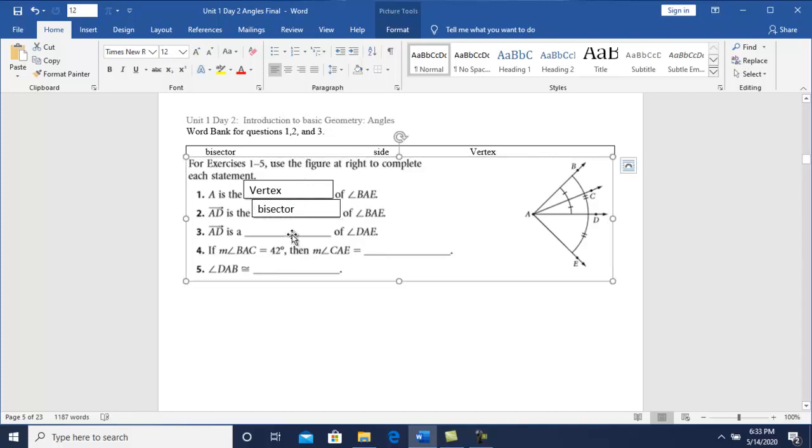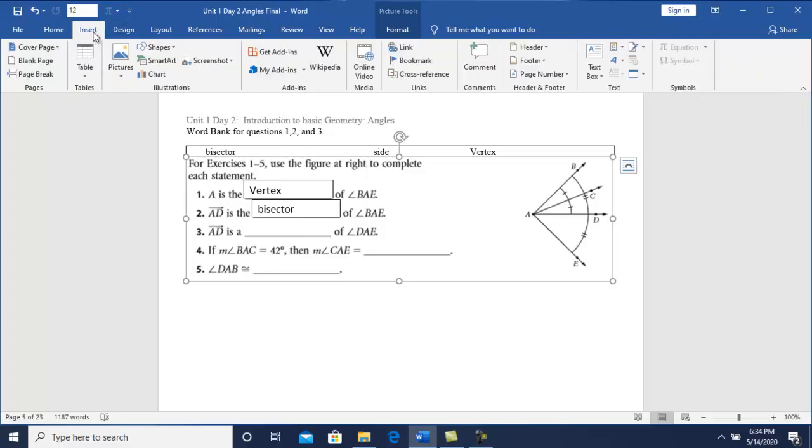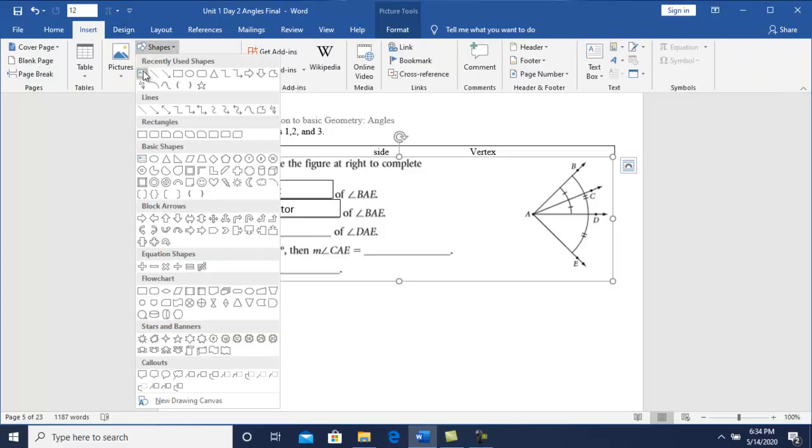Number 3, AD, the ray again, is a blank of DAE. So now if we're just looking at the lower half, we're talking about this angle right here, this part, that's going to represent the side of the angle. So we're going to put side there.